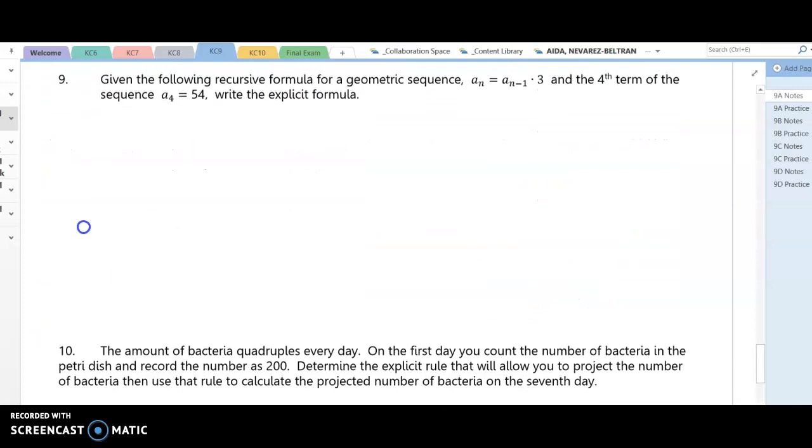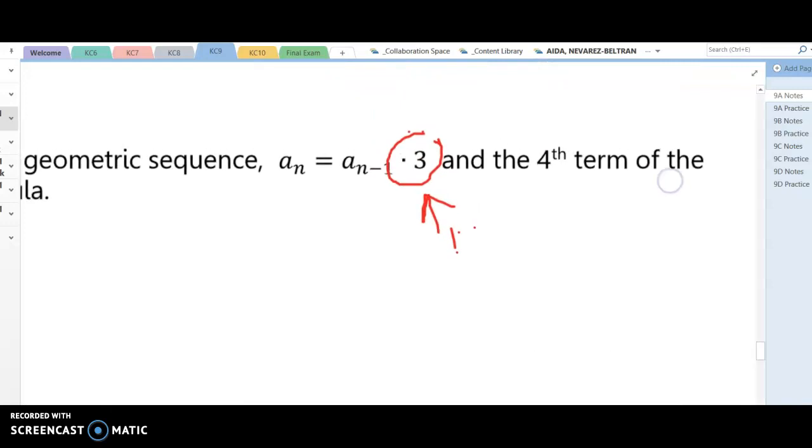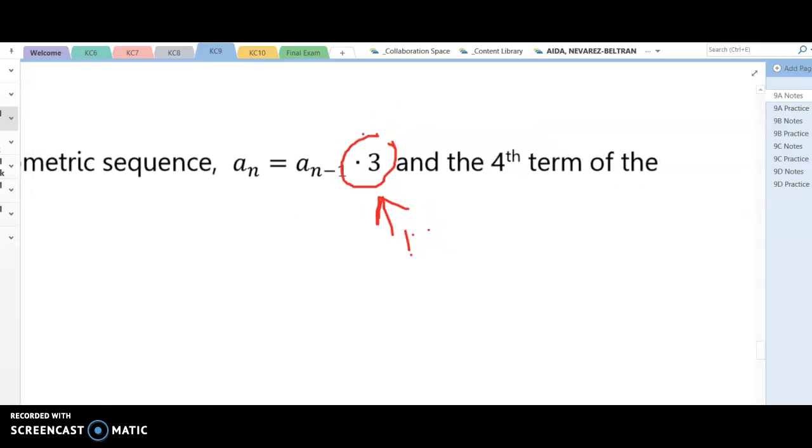All right, next one. So it says given the recursive formula, you have to write the explicit formula. So you're given the recursive formula is an equals an minus 1 times 3, and the fourth term is 54, right? So this times 3, when it says times 3 over there, that tells you that your common ratio is 3. And then it gave you the fourth term for this one.